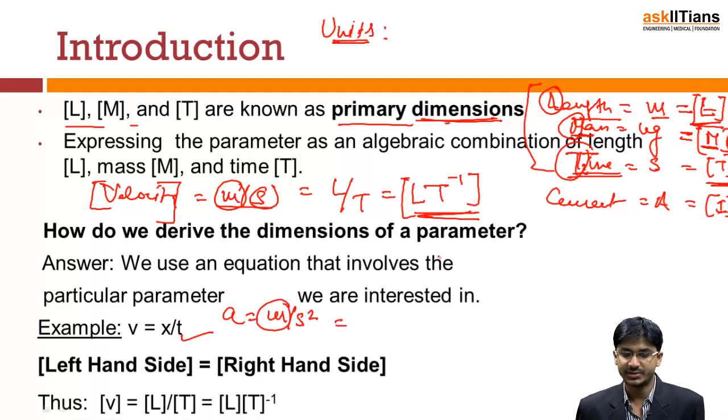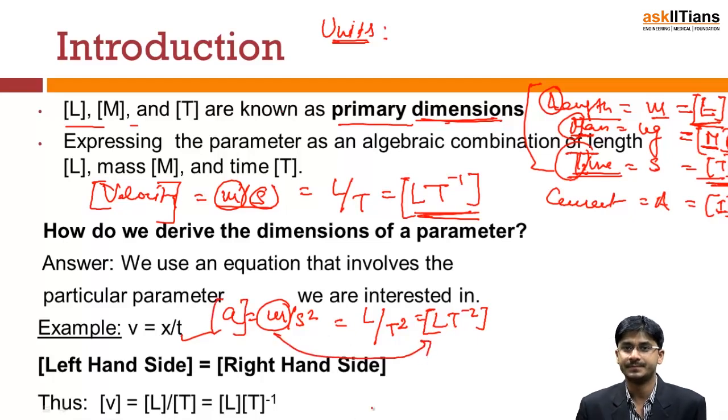Now suppose acceleration. We know the unit is meter per second square. Meter is length, so we put L. Second is time, so we put T square. We write it like this, LT^-2, and put the square braces. So this is how we calculate the dimension. The dimension of acceleration is this.